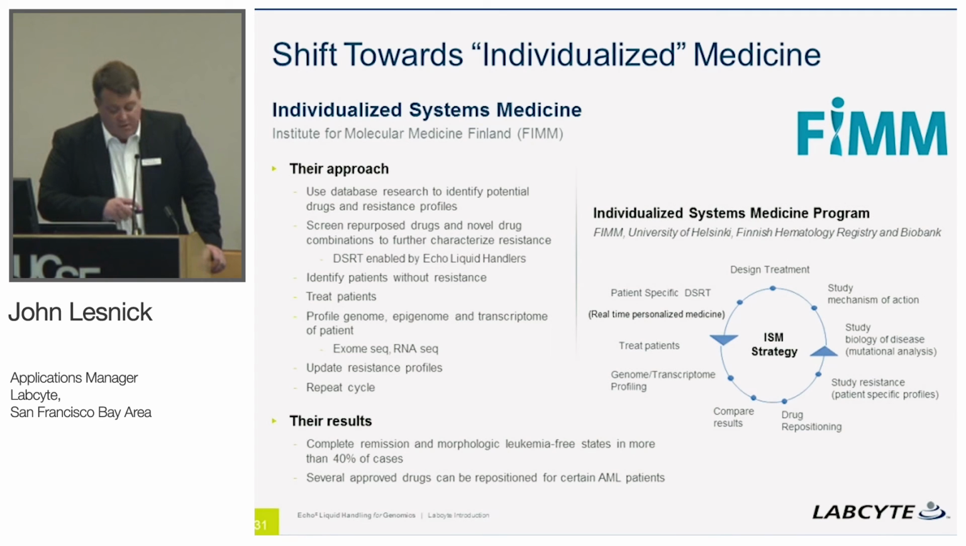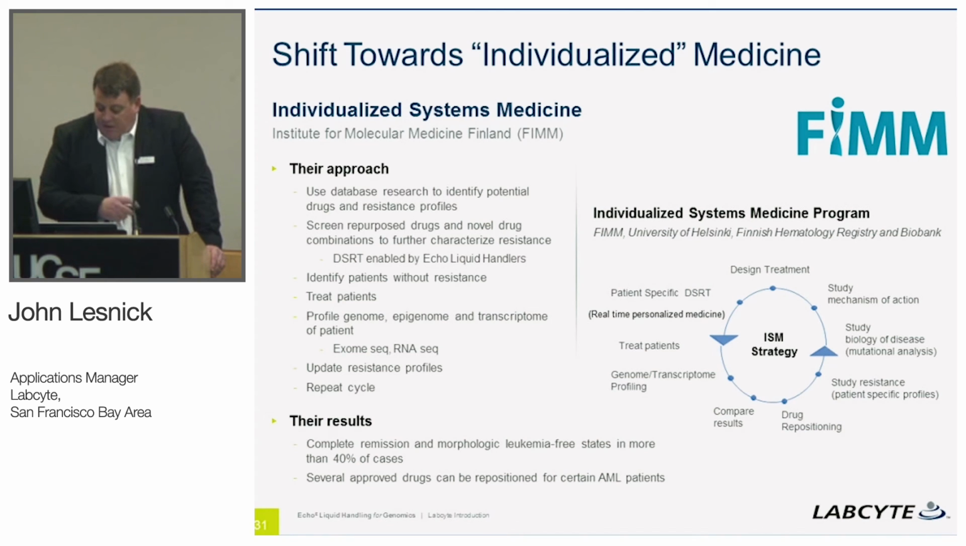Over on the right is essentially the cycle they're going through in their individualized systems medicine program. The design of treatment is something they look at from an informatics perspective. They take all the data possible from the clinicians and from personal profiles, and design the DSRT program for them. They treat the patients, take the genome and transcriptome, and compare the results. As you go through this cycle, you can see that the Echo really does play a role in a lot of these different steps where the testing occurs.